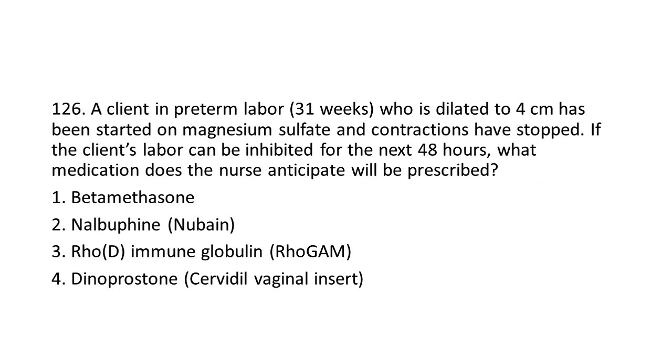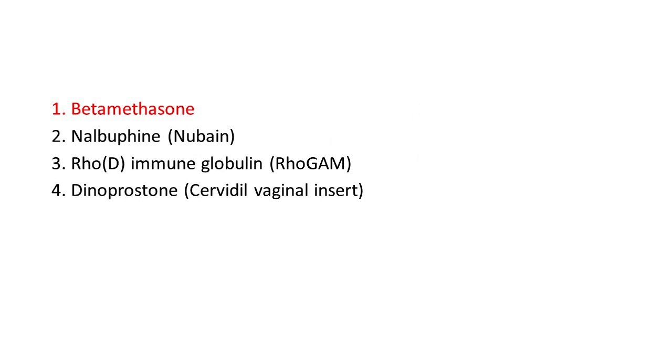126. A client in preterm labor, 31 weeks, who is dilated to 4 cm has been started on magnesium sulfate and contractions have stopped. If the client's labor can be inhibited for the next 48 hours, what medication does the nurse anticipate will be prescribed? 1. Betamethasone. 2. Nalbuphine, Nubain. 3. RhoD immune globulin, RhoGAM. 4. Dinoprostone, Cervidil vaginal insert. The answer is 1. Betamethasone.